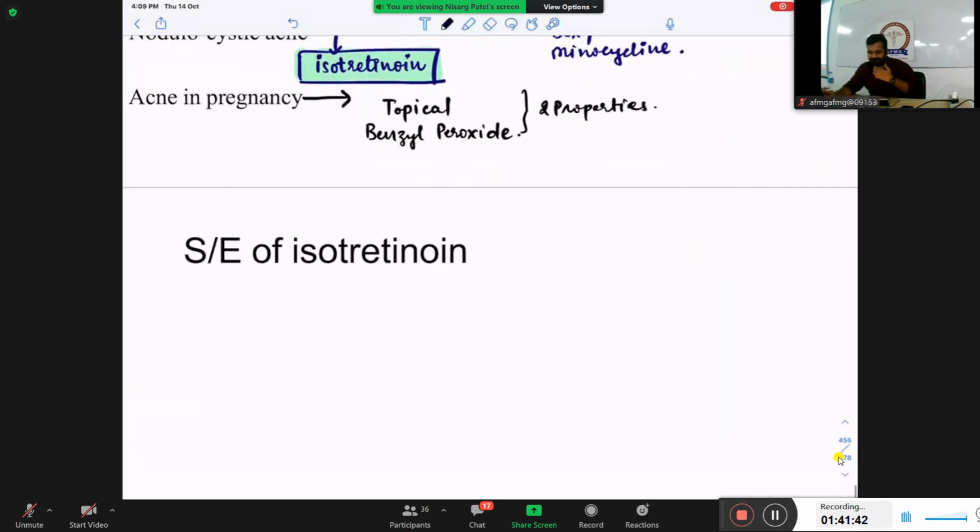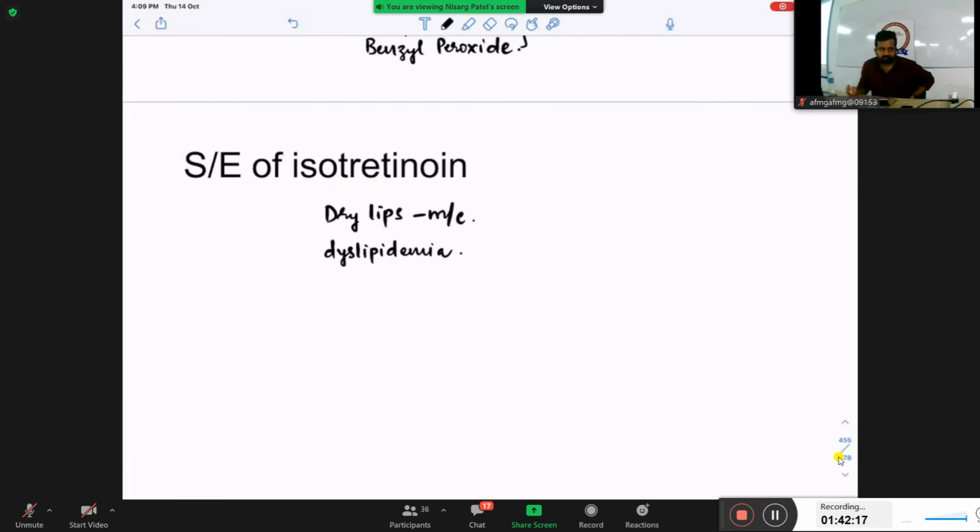They ask this MCQ, what is the side effect of isotretinoin? It is dry lips. Dry lips is most common. Second is dyslipidemia. And this drug is teratogenic. This teratogenicity remains 4 weeks after stopping the drug.